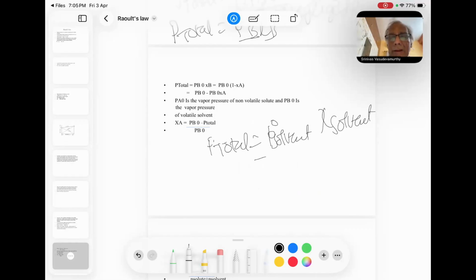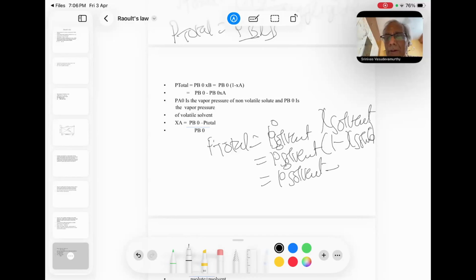Mole fraction of solute plus mole fraction of solvent is always equal to 1. So I can write it as P naught solvent into 1 minus mole fraction of solute, because the total mole fraction is 1. Or it is P naught solvent minus P naught solvent into mole fraction of solute.